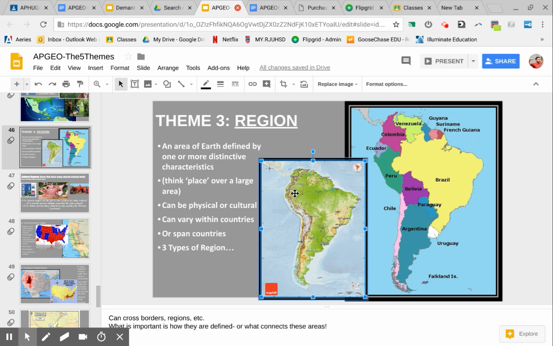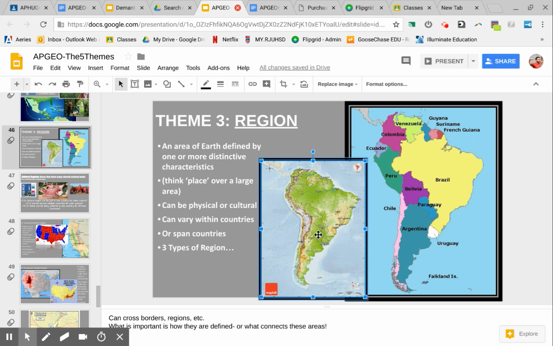So if we think about the type of place in, again, South America, this might be a mountain region. Even though this could be and is more than one country, this is a single region. We might say a mountainous region. In this case, it's physical. It could also be cultural, right?